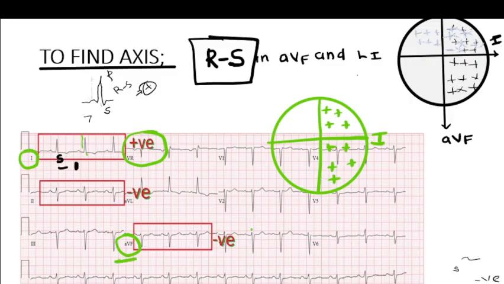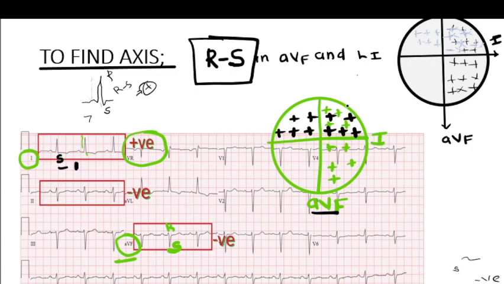Now let's take aVF. This is aVF. It is R minus S. The S is too deep compared to R, so R minus S is negative. aVF is negative, so we shade the half of the circle that is far away from aVF. So this area.